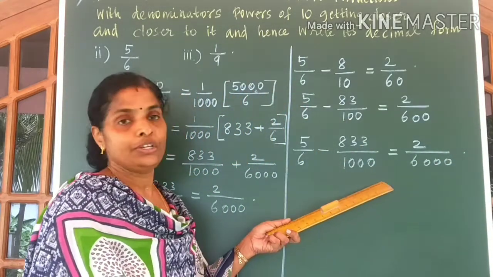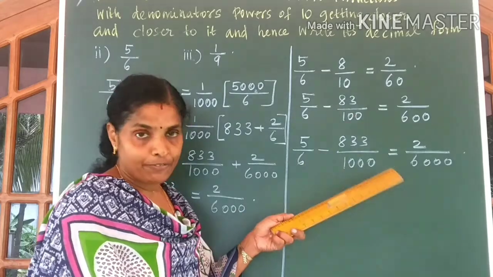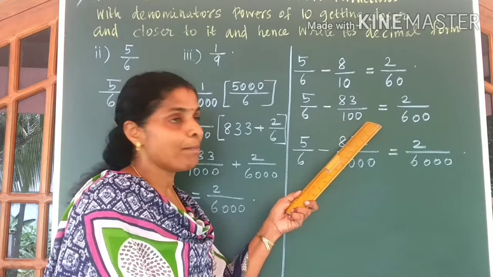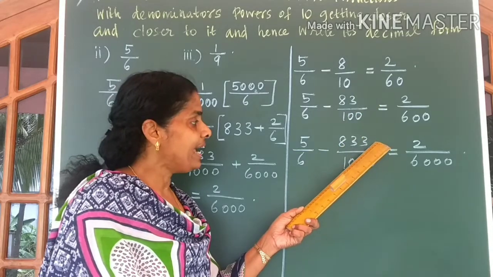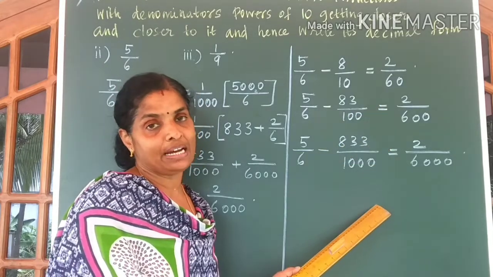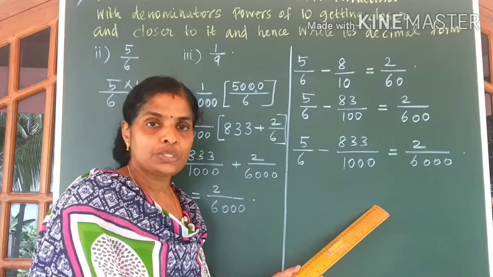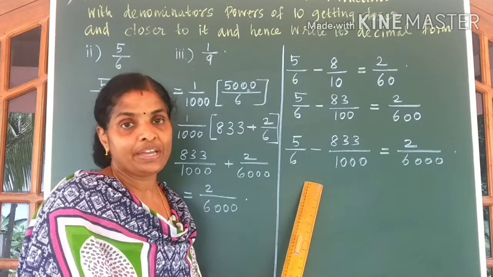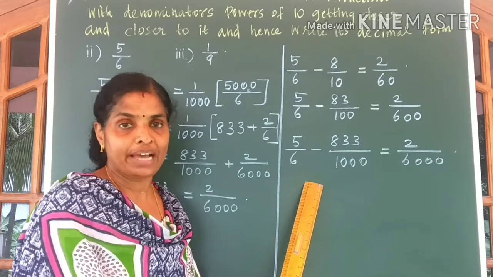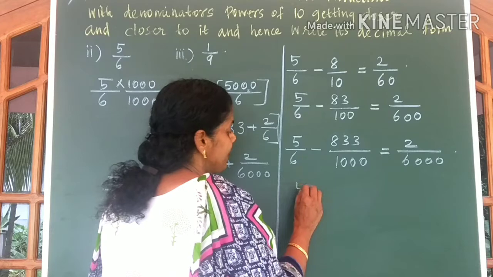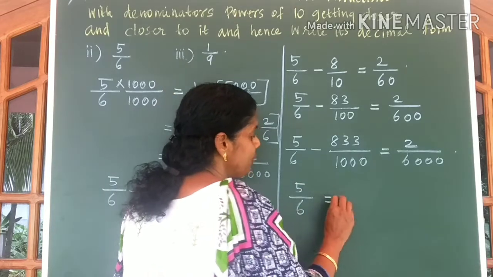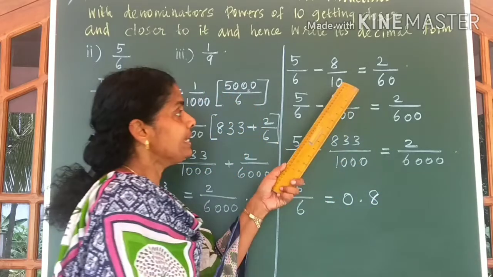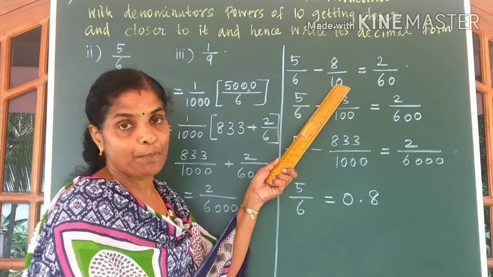From these you can understand the fractions 8 by 10, 83 by 100, 833 by 1000 get closer and closer to 5 by 6. So we can write the decimal form of 5 by 6 as 0.8. In the first case it is 0.8.